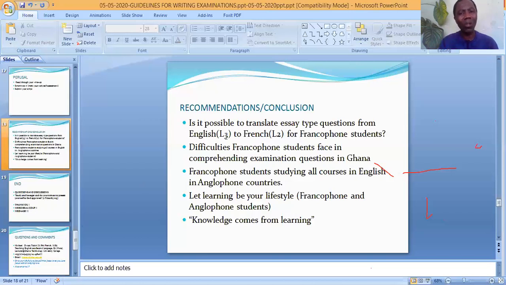So the mother tongue or their native language, the first language, is referred to as L1. And then French is their L2. Now they come to an Anglophone country, pursuing all the courses in English, which is now the L3. They may face some challenges in terms of expressions, in terms of semantics, even pragmatically. They may face some difficulties, not just grammar.